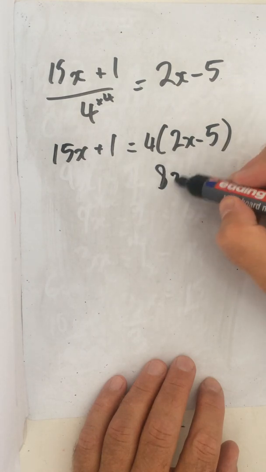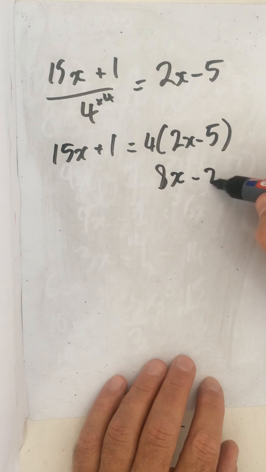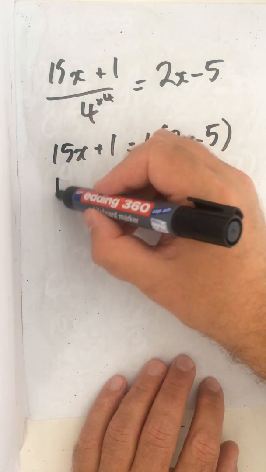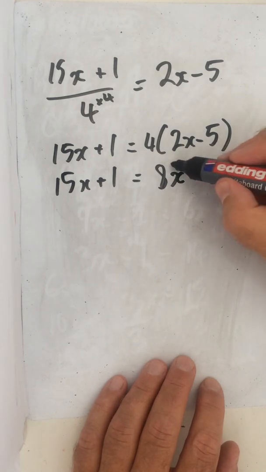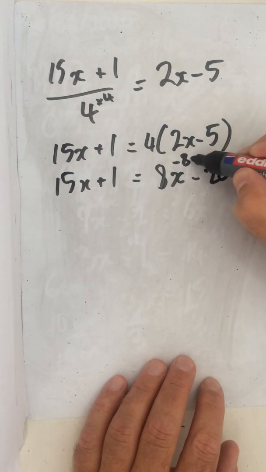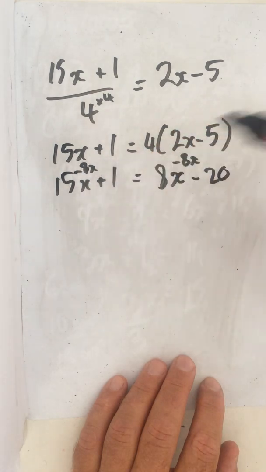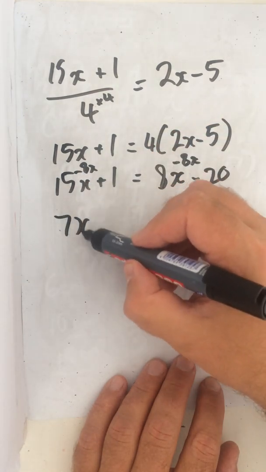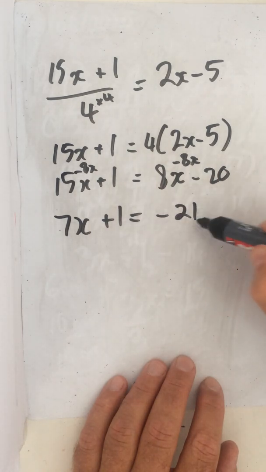Then expand the bracket. 4 times 2x is 8x, 4 times minus 5 is minus 20, and then we go 15x plus 1 there. Again, I want to get rid of this 8x, so I'm going to minus 8x from it. Okay, I'm going to take 8x away from there as well. So that leaves me with 7x plus 1 is equal to minus 20.